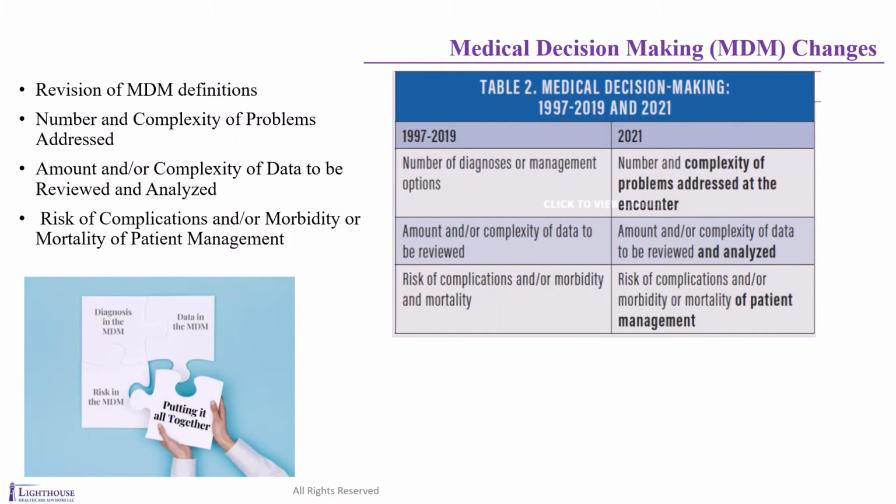Here is a quick glance at the changes prior to 2021 and effective 2021. If you look into this table too, prior to 2021 the diagnosis table says the number of diagnosis and management options. But effective 2021 the diagnosis table reads as the number and complexity of problems addressed at the encounter. This means each condition listed during the visit should be addressed. Addressed means each diagnosis should be supported with the management of care on the same date of service.